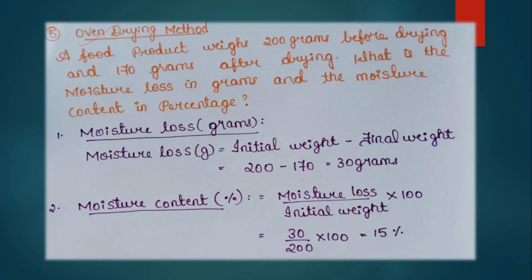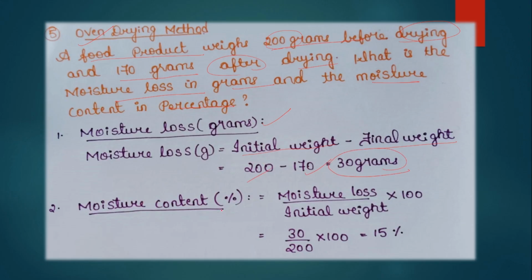Next is the oven drying method. A food product weighs 200 grams before drying and 170 grams after drying. What is the moisture loss in grams and the moisture loss in percentage? Moisture loss in grams, the formula is initial weight minus final weight, that is 200 grams, that is before drying, minus after drying, that is 170 grams. We get the 30 grams, that is the moisture lost in grams.